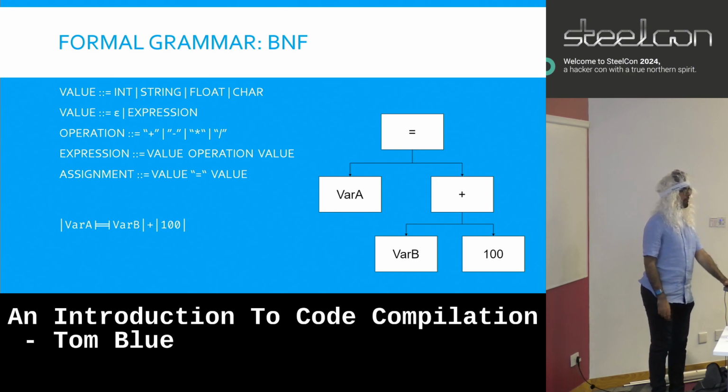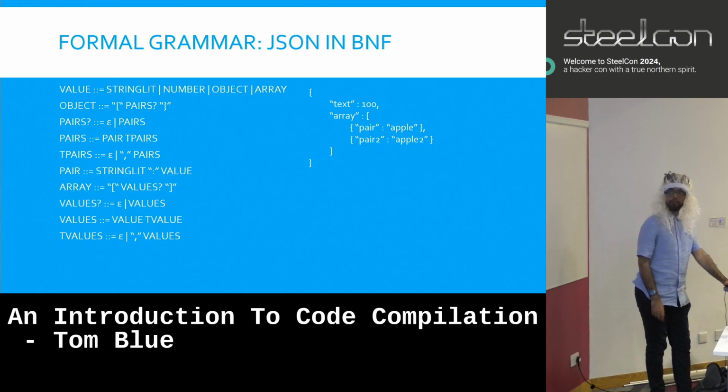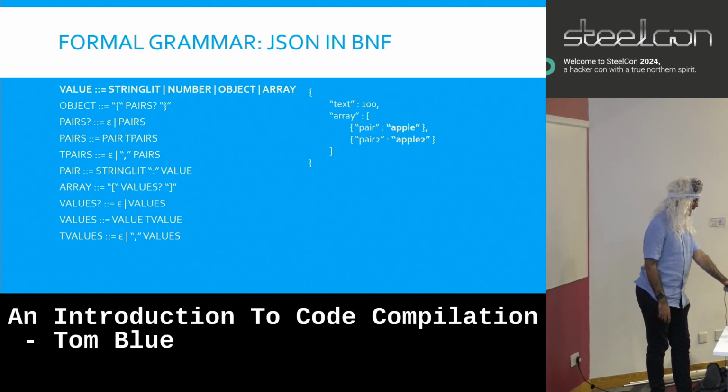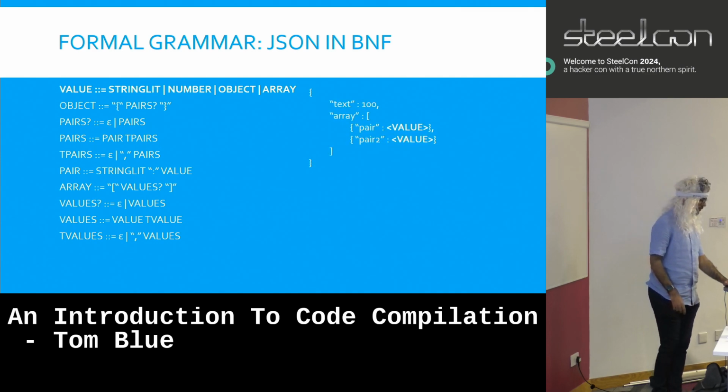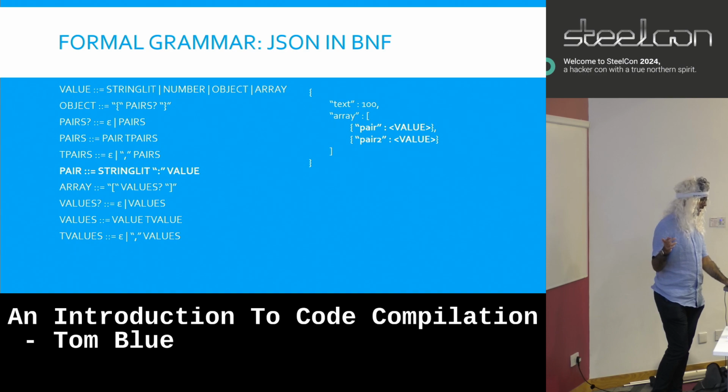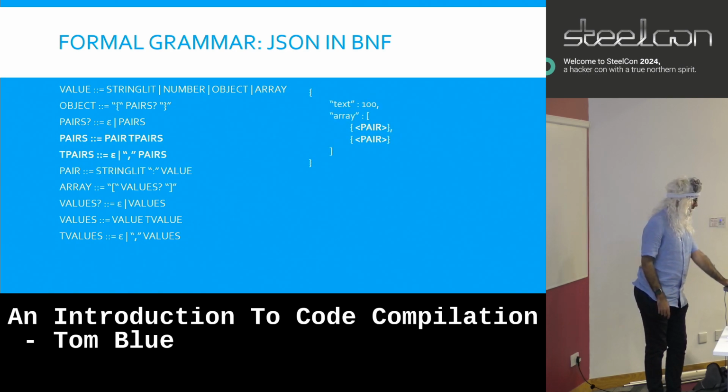So if we were to look at a real-world example of a formal grammar, this is a formal grammar for JSON, and this is some JSON that will pass with it. So we notice that the apples are strings, and value includes a string literal, so we can replace those with values. And then we have pairs, which is a string literal colon value, and we have a string literal colon value twice. So then we can evaluate that to be a pair. Then we use the pairs and t-pairs rules to turn them into pairs.